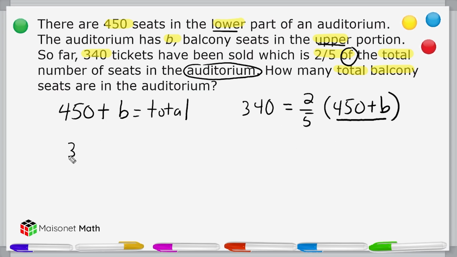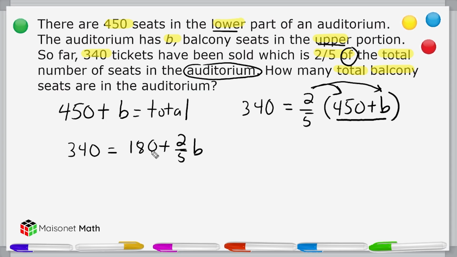We can say that 340 is equal to, we have to distribute 2/5 to 450, and b is equal to 180 plus 2/5 b. Now, I knew that 2/5 of 450 is 180 because 1/5 is the same thing as dividing by 5. And ignoring the 0, 45 divided by 5 is 9. And I put the 0 back, that's 90. And then I just doubled 1/5 to 2/5, so I doubled 90, which is 180.